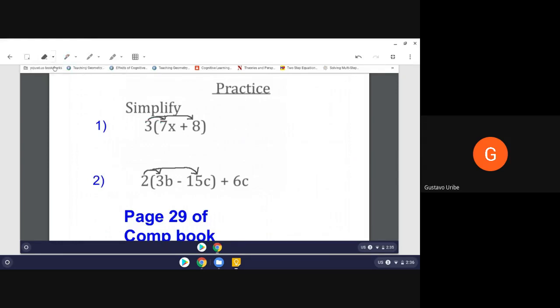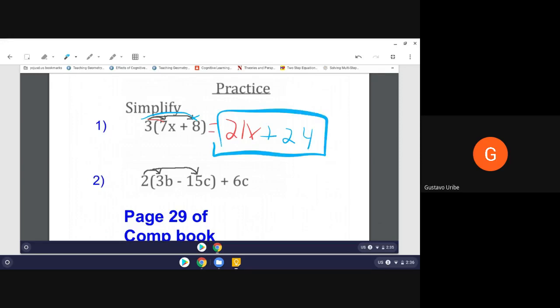So instead of doing 7 plus 7 plus 7, we're just going to go ahead and multiply this all out. I'm going to do 3 times 7 gives me 21 with the x. These are both positive, so my answer is positive. And this is positive, so everything's going to be positive. Now you're going to do 3, follow the arrows, by 8, which is a positive 24. So here is your expression.